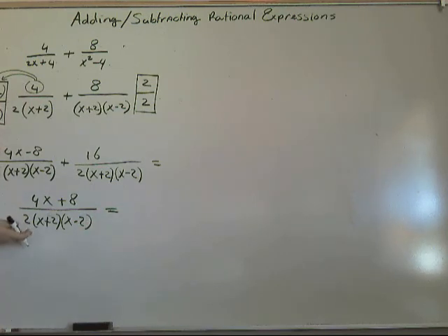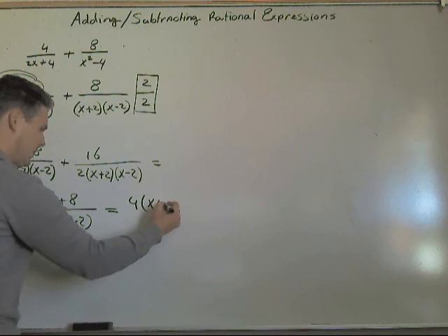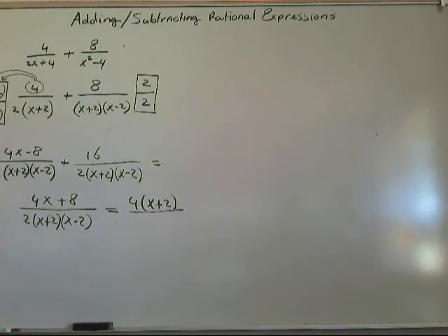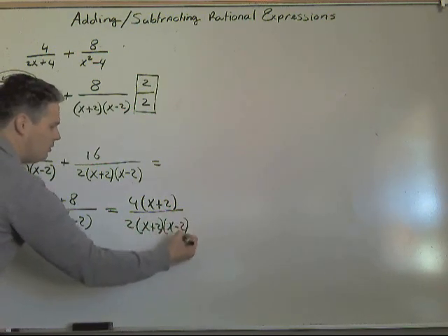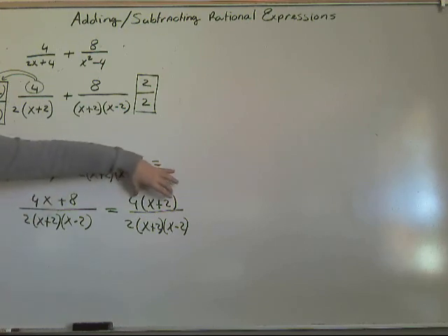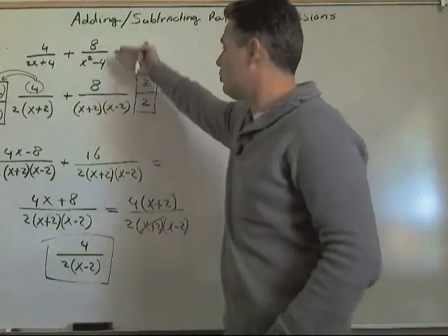Now the denominator, we left it in factored form, which is good, but the numerator is not in factored form yet. So we're going to factor out the greatest common factor of 4. You get 4(x + 2) over 2(x + 2)(x - 2). Now you can cancel out the x + 2 in the numerator and the x + 2 in the denominator. These two cancel out, which leaves the simplified form of 4 over 2(x - 2). And this is the final answer in simplified form for the addition that we started off with.